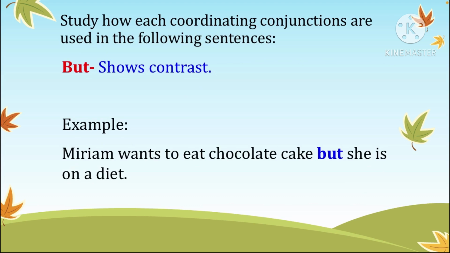Another is the coordinating conjunction but. It shows contrast. Example: Miriam wants to eat chocolate cake, but she is on a diet. So in here, it shows a contrasting idea because Miriam wants to eat chocolate cake, but she is on a diet, which means she cannot eat chocolate cake because she is on a diet.